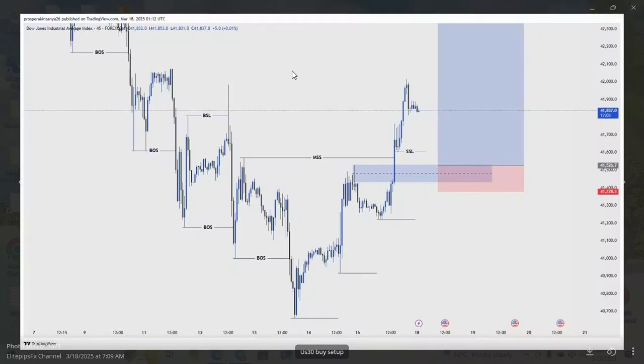And within that same structural range, we had sell side liquidity, which is also known as inducement for traders. So what you want to do is wait for price to pull back, seek this liquidity, tap into this order block, and give us the trade. So this was the trade before.